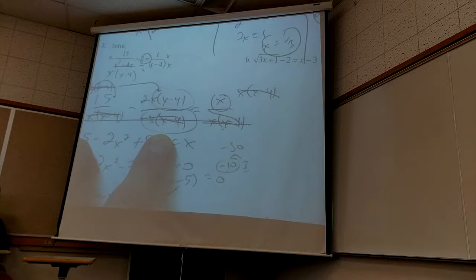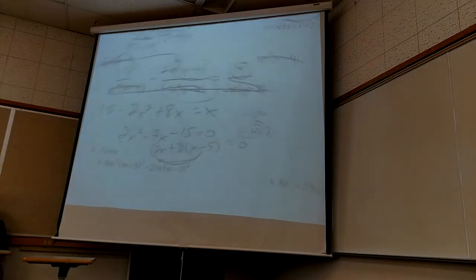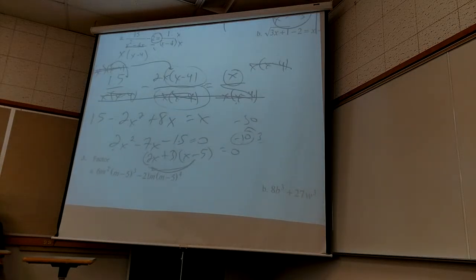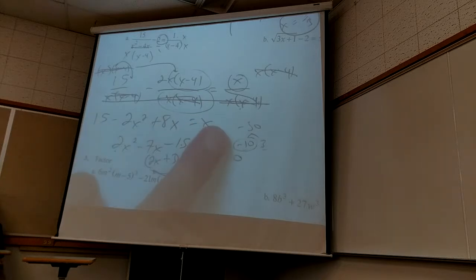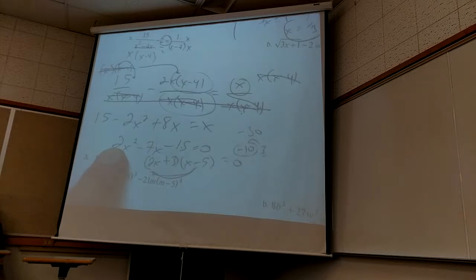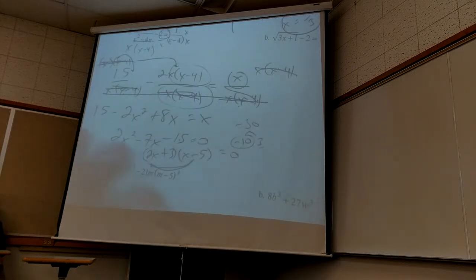Is that cool? You guys really don't like this problem. Let's do this problem again. Here we go. Yes, sir? Shouldn't it be positive 15, not negative 15? No, see what I did was I added 2x squared, subtracted 8x, subtracted 15. Oh, you want it positive? It's okay. It's easier if my first term is positive. You guys should have picked up on that.